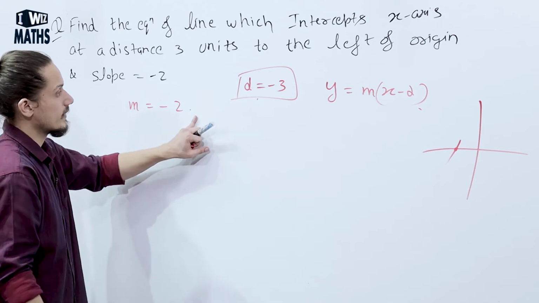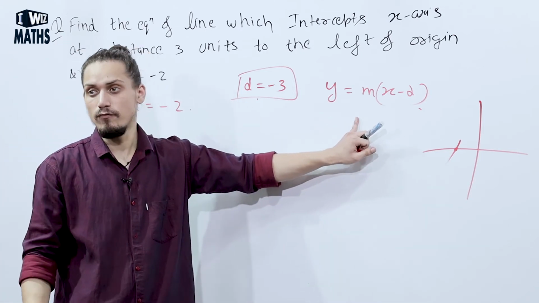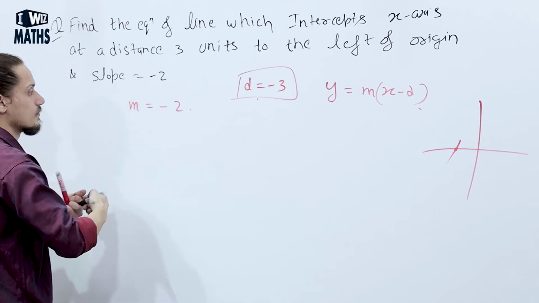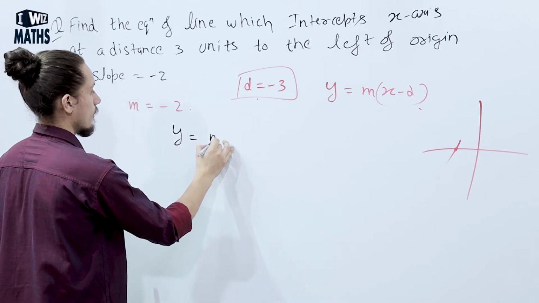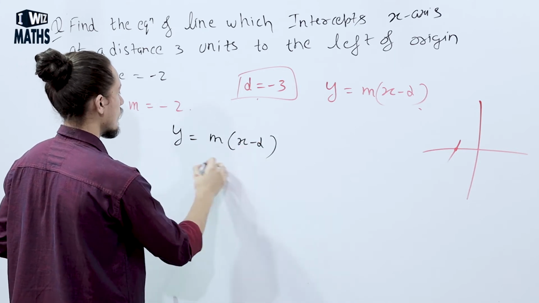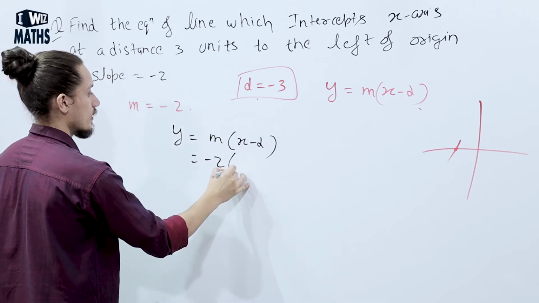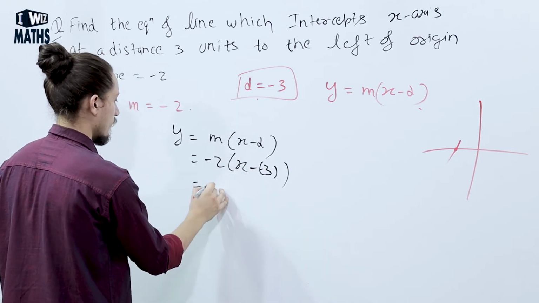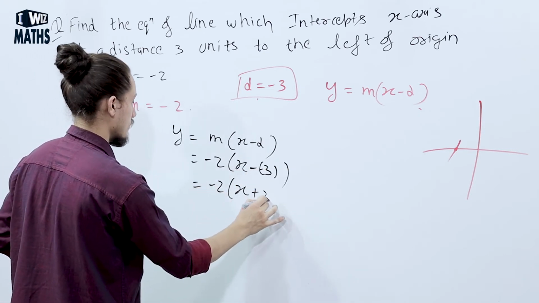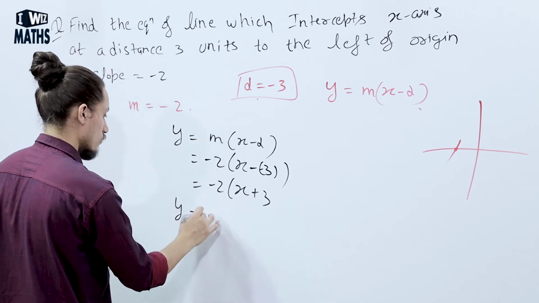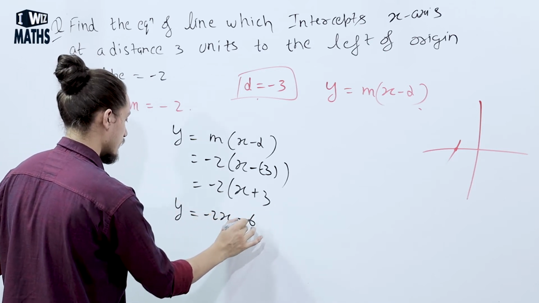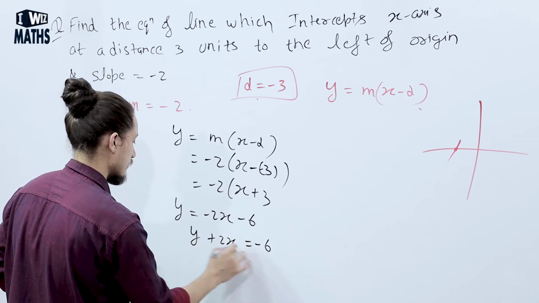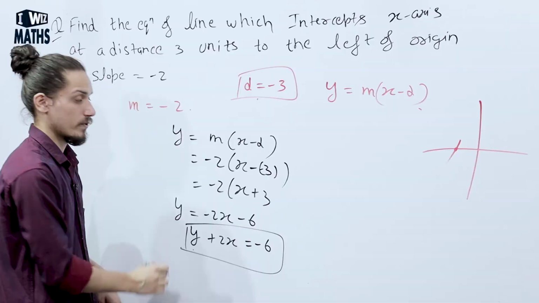So using these two in this equation, we can find the equation of line in this case. So equation of line becomes y is equal to m(x minus d). We have the value of m as minus 2, and d is equal to minus 3. So we get y is equal to minus 2 into (x plus 3), or y is equal to minus 2x minus 6, which implies y plus 2x is equal to minus 6. This is the required equation of line.